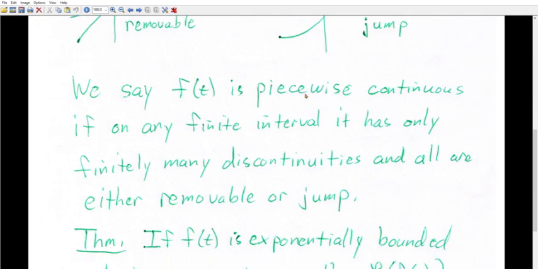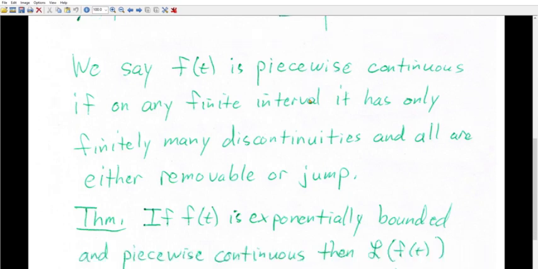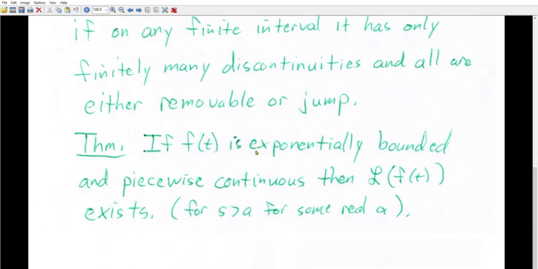So that's what piecewise continuous means. On any finite interval, there are finitely many discontinuities, and every one of them is either a jump or removable. And now the theorem is that if f of t is exponentially bounded and piecewise continuous, then the Laplace transform exists for s bigger than a for some real a. Okay? So if we've got an exponentially bounded piecewise continuous function, we can take the Laplace transform. And fortunately for us, most functions that we care about are that.